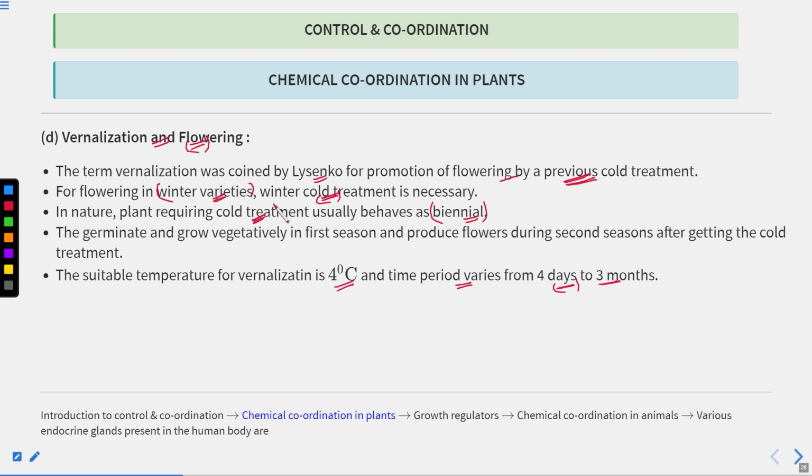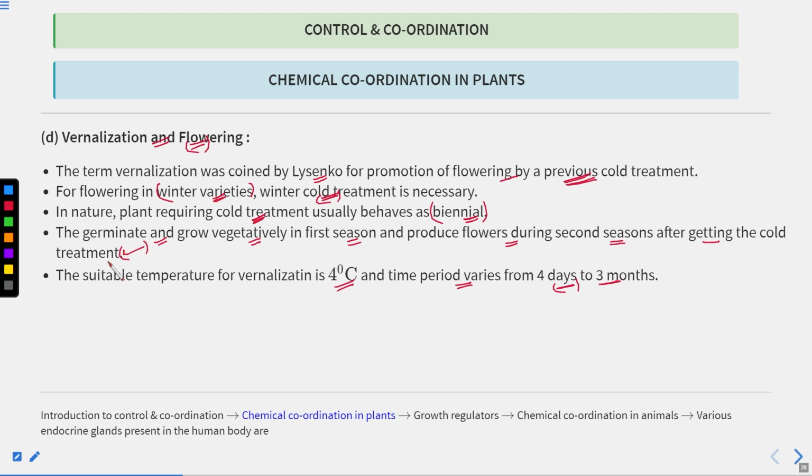I've told you one was the vegetative phase, in which the growth of the plant takes place. So there is growth of the stem, the branches, the leaves during the vegetative phase. And during the reproductive phase, there is formation of the flower, fruits, seeds, etc. So in biennial plants, cold treatment is required to transform from the vegetative to the reproductive phase, or you can say the induction of the flower requires the cold treatment. Now, these biennial plants germinate and grow vegetatively in the first season, and they produce flowers during the second season after getting the cold treatment.